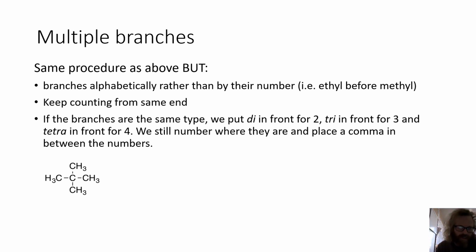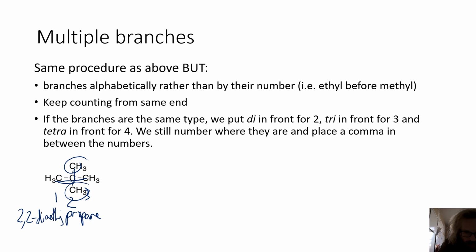So this is an example here. The longest chain is 1, 2, 3, which is the same as going 1, 2, 3 there as well. So it's propane, and I've got dimethyl, and they're on carbon number 2. So it's going to be 2,2-dimethylpropane.